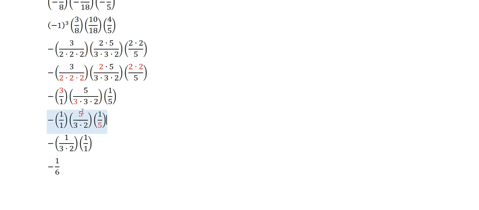And here we're going to deal with the factors of 5. There's 1 power of 5 in the numerator and 1 power of 5 in the denominator. So this fraction here becomes 1 over 1. That factor goes away there. That's just 1 over 3 times 2. And we end up with the product. Oh, remember that negative sign out there? It's back. Okay. 1 over 3 times 2 is 6, so negative 1/6.